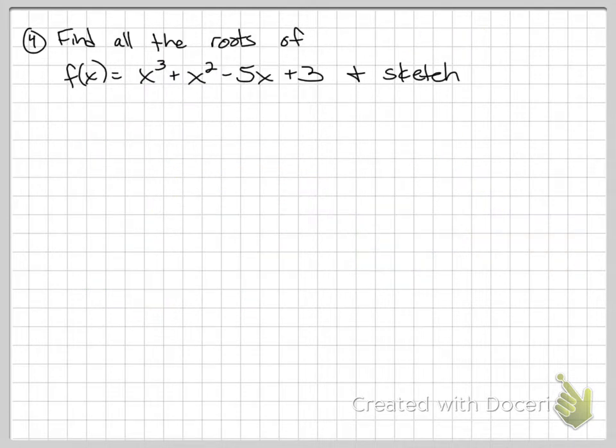Number 4, copy it down. Notice it's almost the same thing, but this time they do not give us a root. So this is where you're going to use your P over Q. So I only write the plus minus sign once.